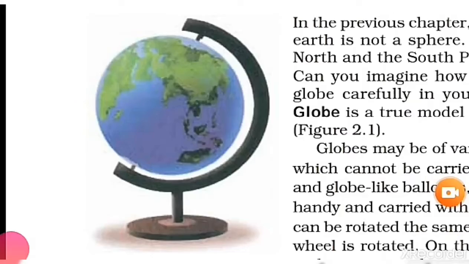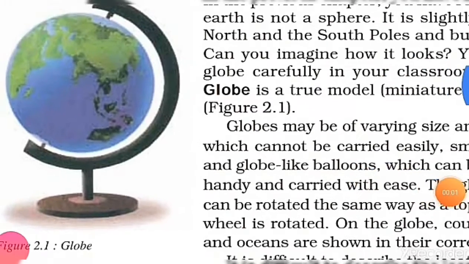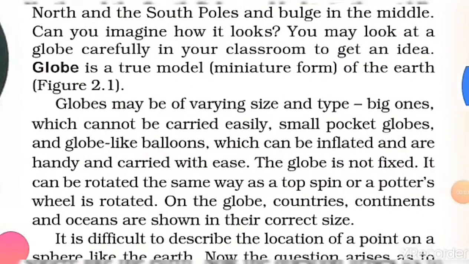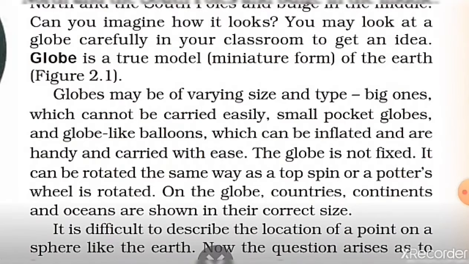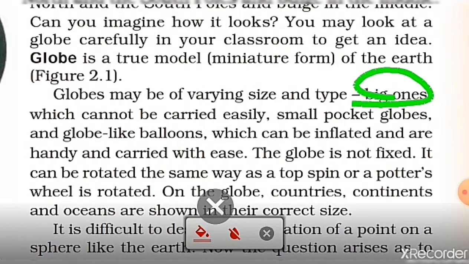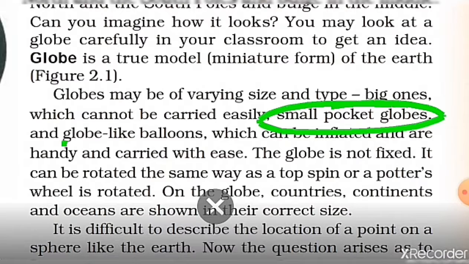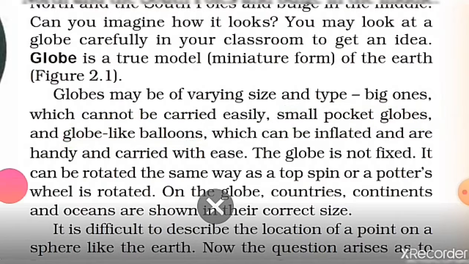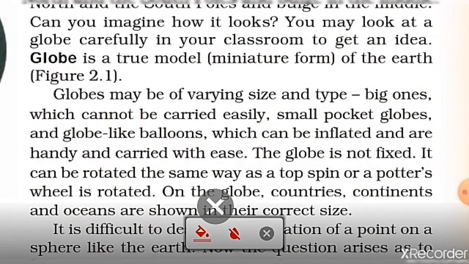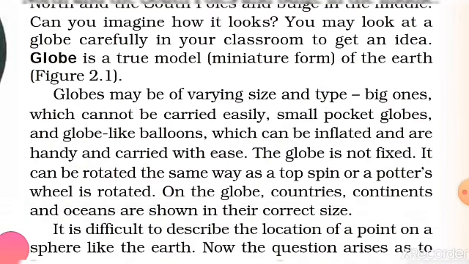Globes come in many sizes and types. The first one is big globes, which cannot be carried easily. The second one is a small pocket globe. The third one is a globe like a balloon, which can be inflated and is easy to carry. That is the types and sizes of the globe.